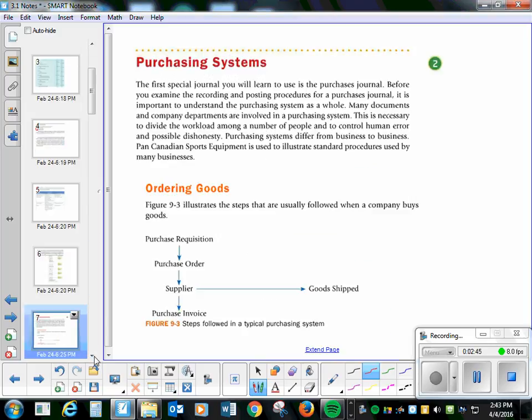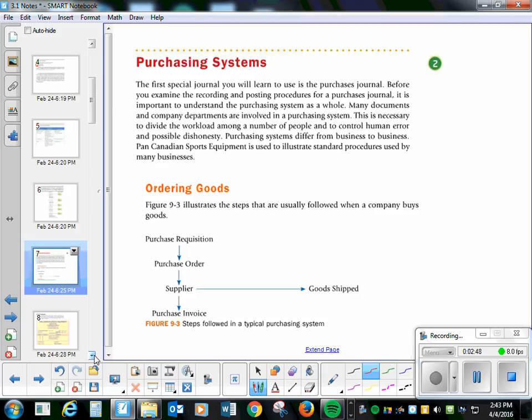Okay, so today we're going to start with purchasing systems. The first special journal you will learn to use is the purchase journal. Before you examine the recording and posting procedures for a purchase journal, it is important to understand the purchasing system as a whole. Many documents and company departments are involved in a purchasing system. This is necessary to divide the workload among a number of people and to control human error and possible dishonesty. Purchasing systems differ from business to business, and the textbook uses Pan-Canadian Sports Equipment to help us figure this out.